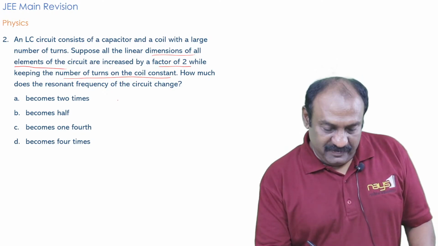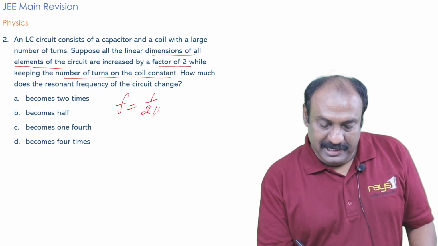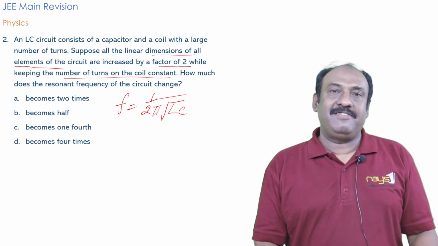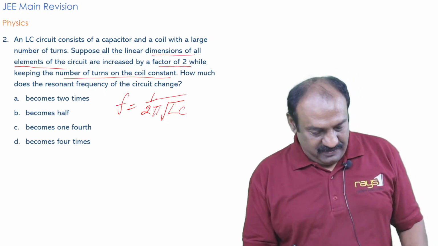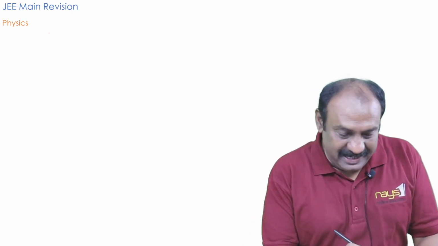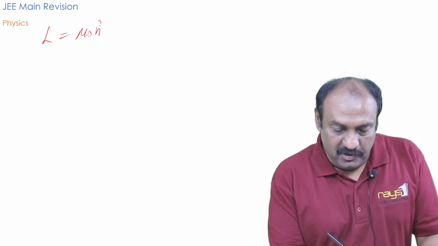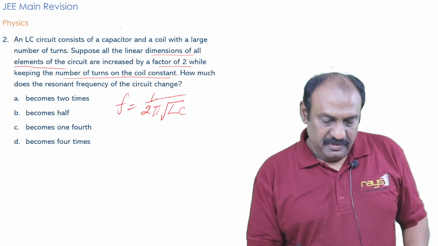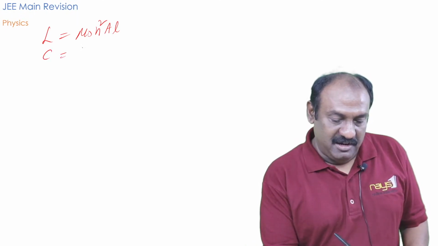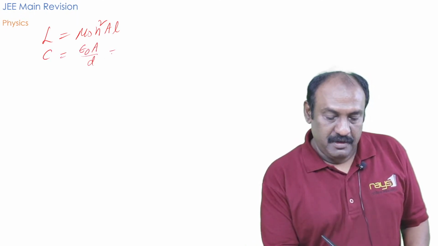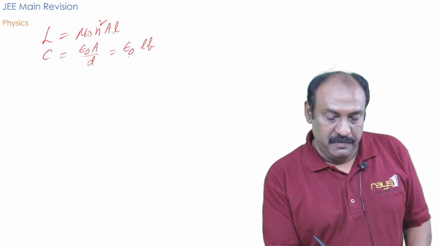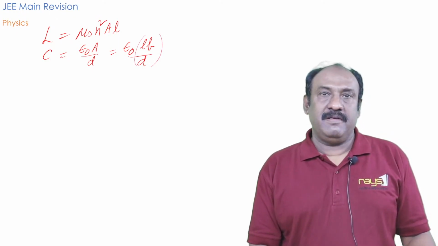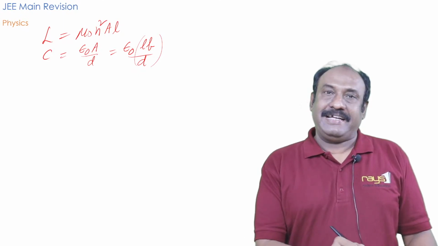So what is the resonant frequency? f = 1 by 2 pi root of LC is the equation for the resonant frequency of an LC oscillating circuit. We know the equation for the self inductance of the coil, mu naught n square A L, and also the capacitance in terms of linear dimensions, C = epsilon naught A by D, that is epsilon naught into length into breadth by D. These are the equations for the self-inductance of the coil and the capacitance.